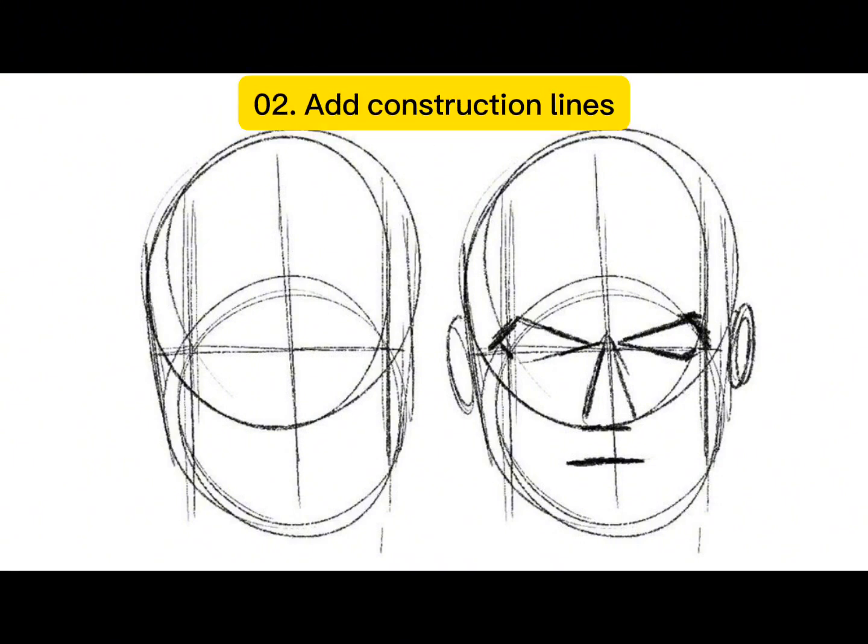Step number 2. Draw two lines slightly in from either side of your circles. These will indicate where the forehead and cheekbones sit. From the center intersection, place a triangle for the nose and mark out where you want the mouth to go. Then add two triangles for the eyes. These will also help you locate the eyebrows and eye sockets.